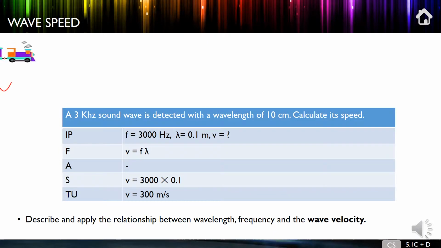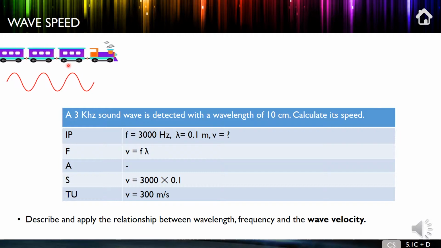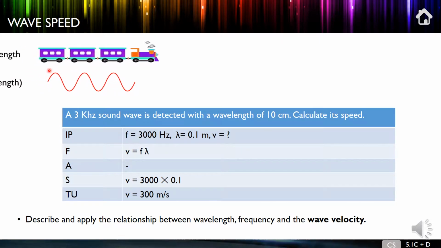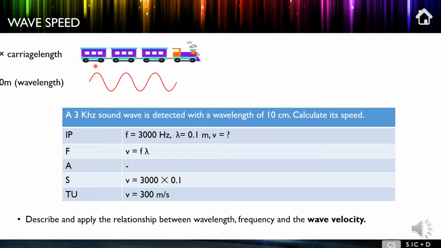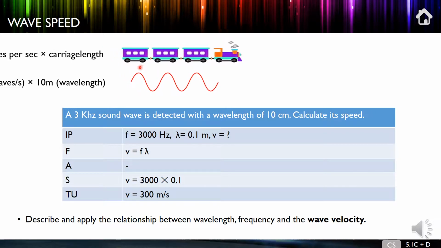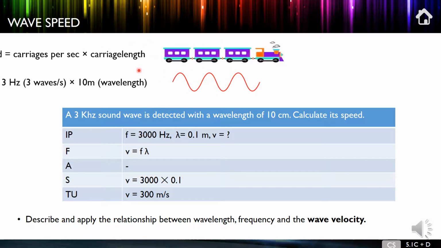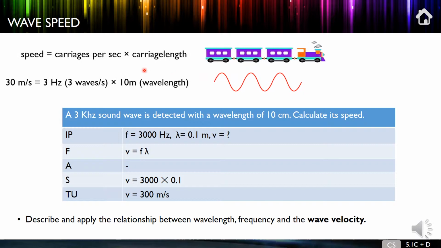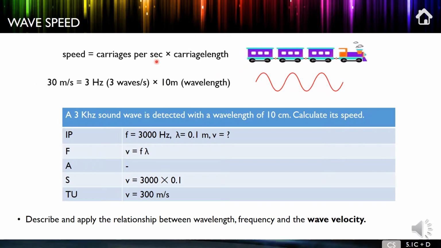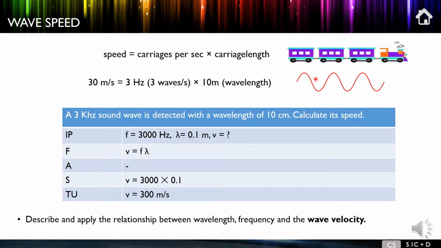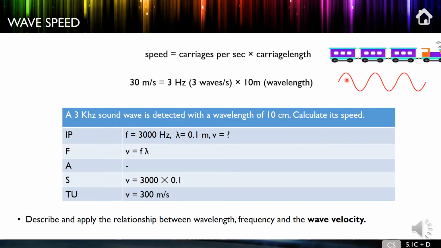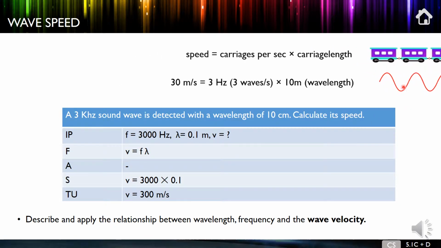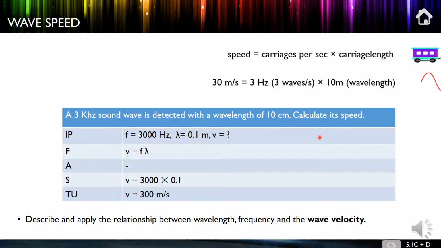So let's have a look at why this makes sense. If we think of a train, we can think of carriages passing us on a platform. If we know the length of a carriage, and we know there's 3 per second, we could work out the speed of the train. Even if we weren't there when the train started to come through, we could still work out the speed. And that's exactly what a wave is. It's a series of cycles, so it behaves very much like a train in that respect.